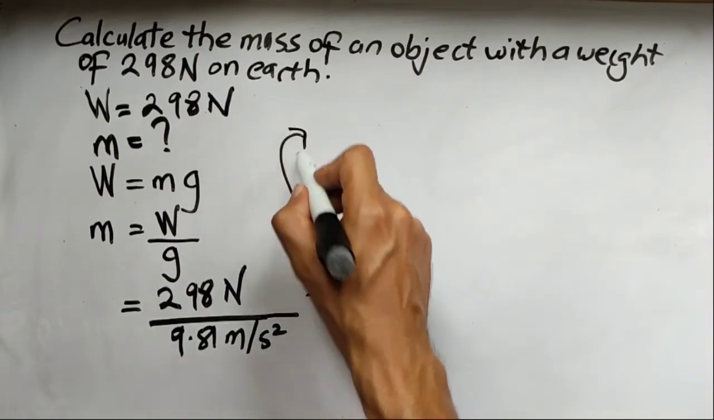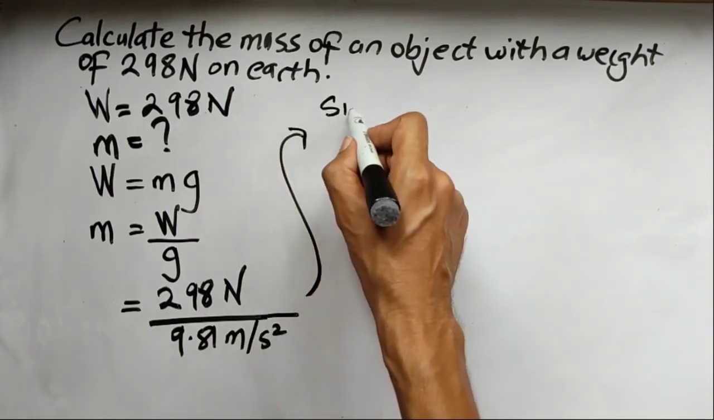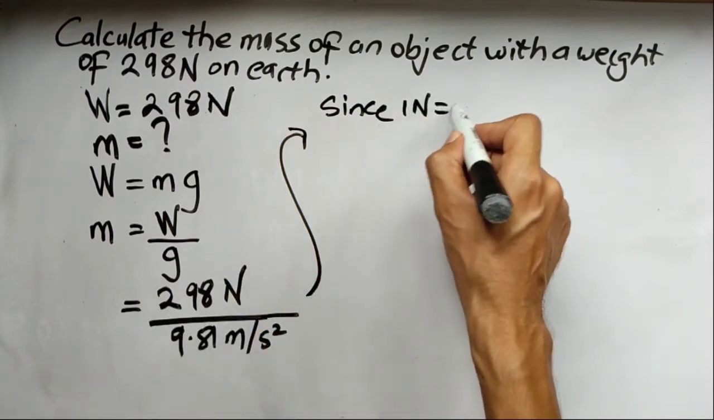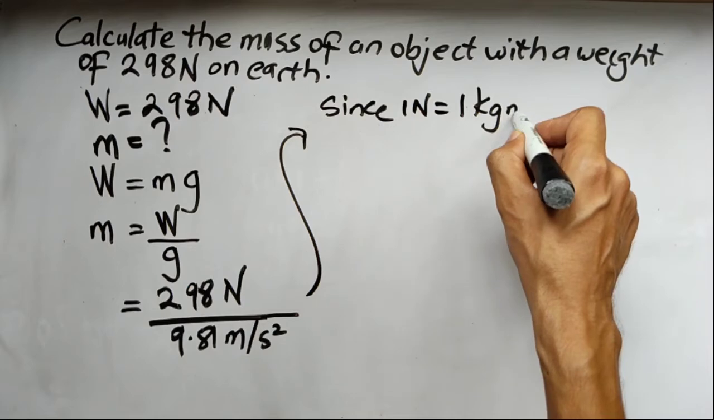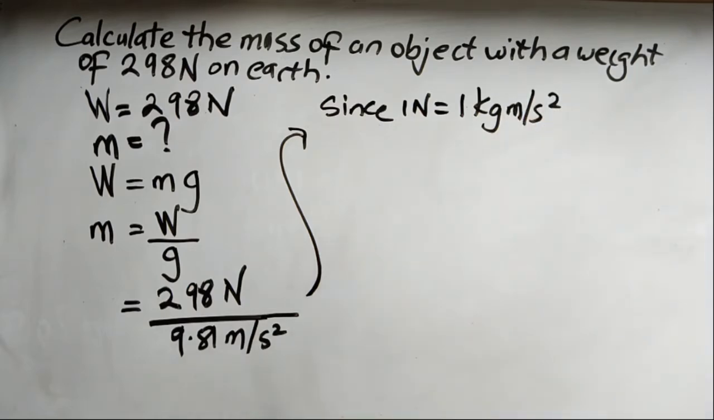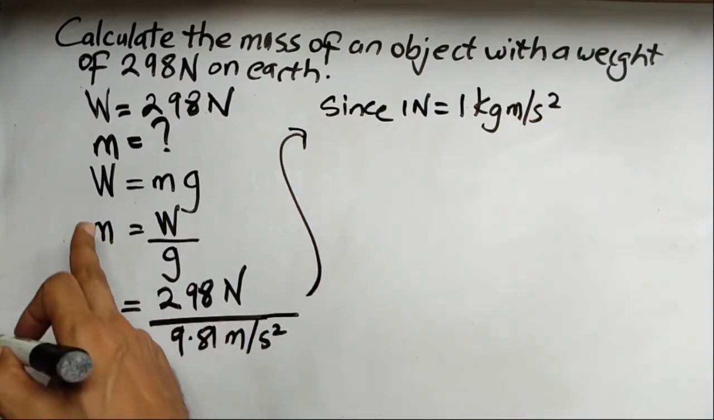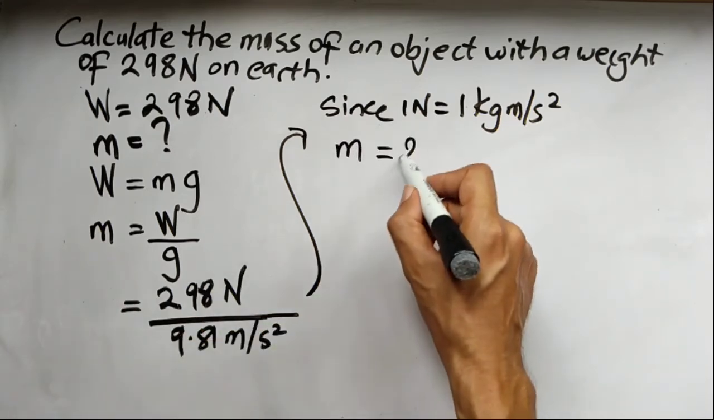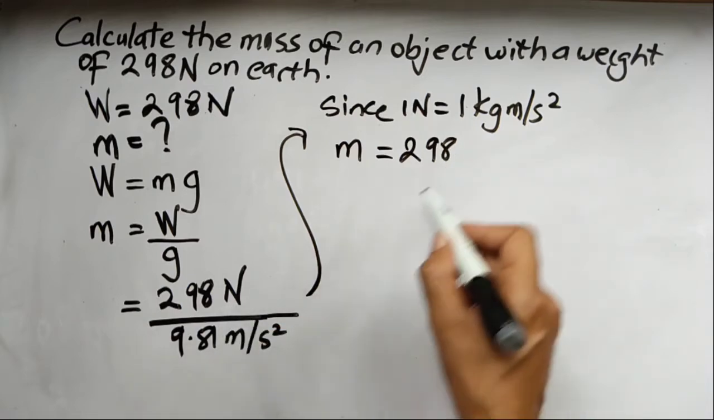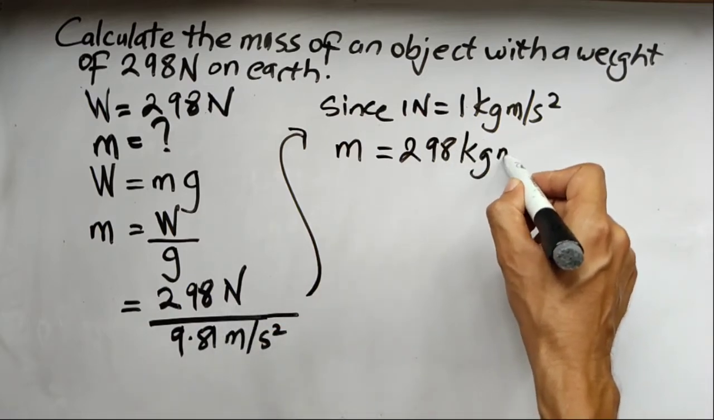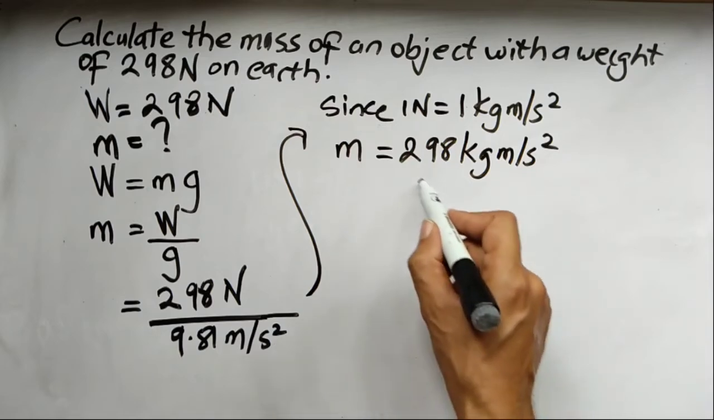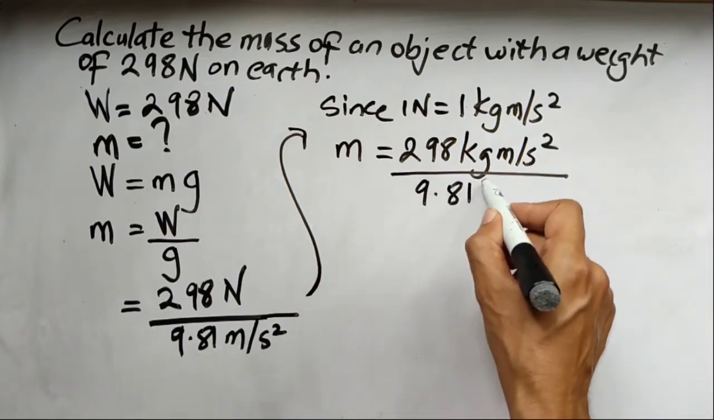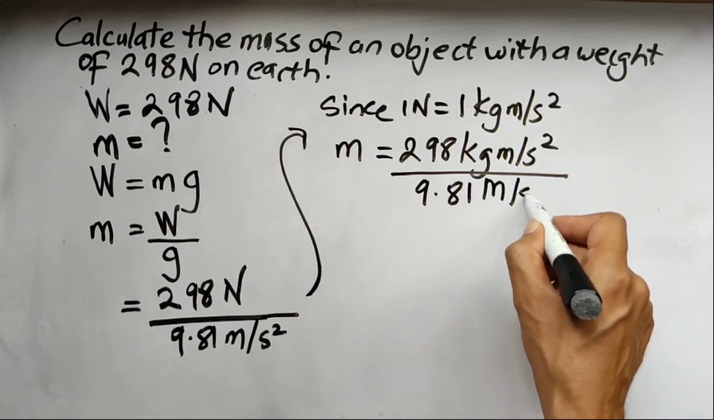I'm going to continue the calculation here, and I'll say that since 1 Newton is equivalent to 1 kilogram meter per second squared, I could rewrite this equation here for mass as 298, and instead of Newton, put the kilogram meters per second squared, and I'll divide that by 9.81 meters per second squared.